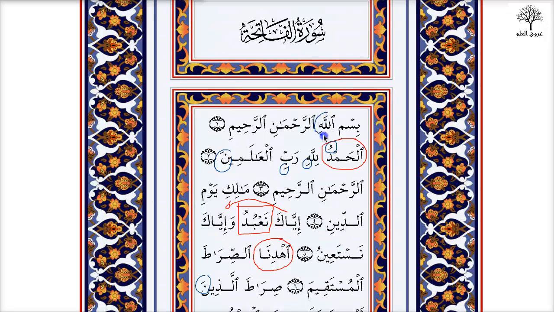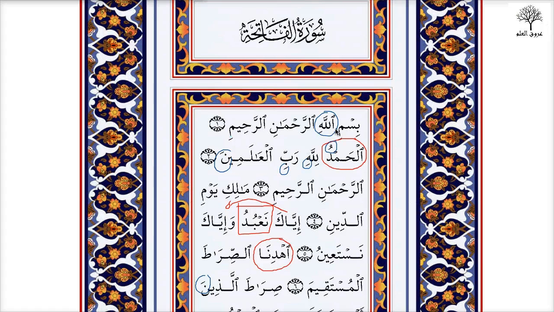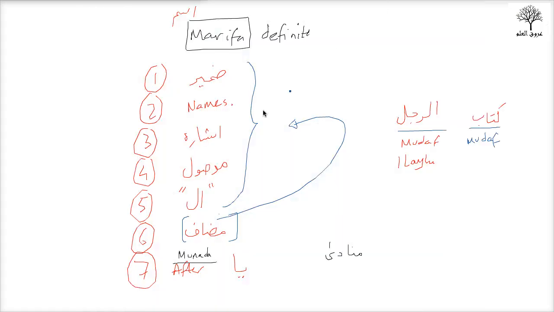what's this? Is this ma'rifah or nakira? What would you say? Remember, out of the 7, ma'rifah. Why is it ma'rifah? What does it fulfill out of the 7? It's a name. Excellent. Yeah, it's a name.